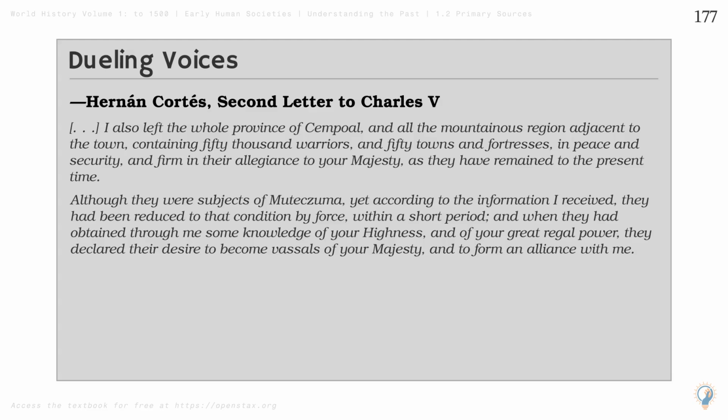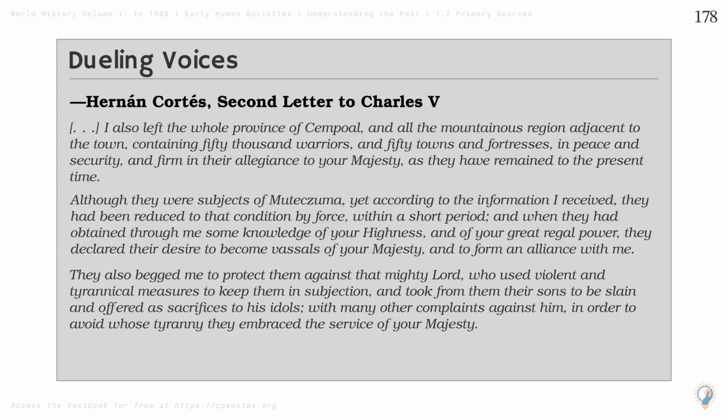Although they were subjects of Moctezuma, yet according to the information I received, they had been reduced to that condition by force, within a short period, and when they had obtained through me some knowledge of your highness, and of your great regal power, they declared their desire to become vassals of your majesty, and to form an alliance with me.